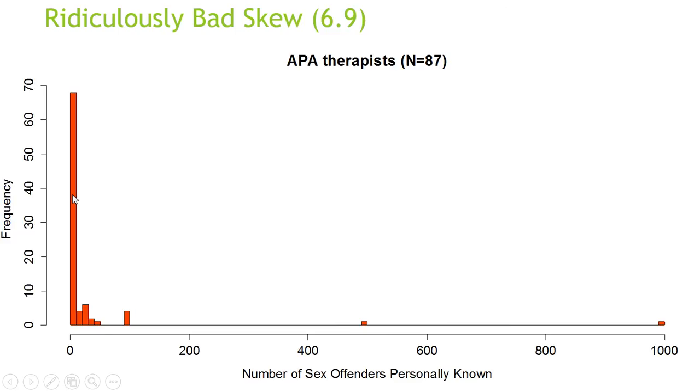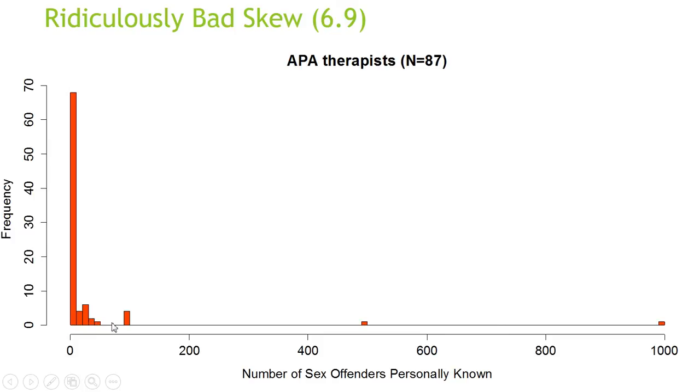But I asked the same question of APA therapists, people who work for the American Psychological Association. There were just under 100 of them, 87. This is their distribution. This is horrible. It just makes me laugh. It's so bad. Now, you still got the zeros. Almost 70 of these 87 therapists said they have known 0 sex offenders personally. So most of these therapists are not working with sex offenders. Maybe they're not working with criminal populations at all.